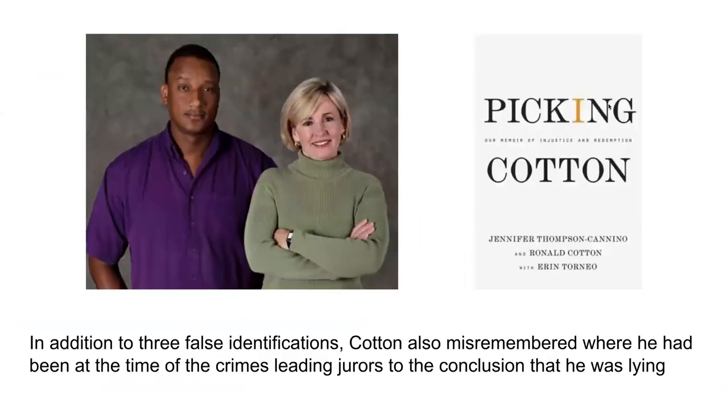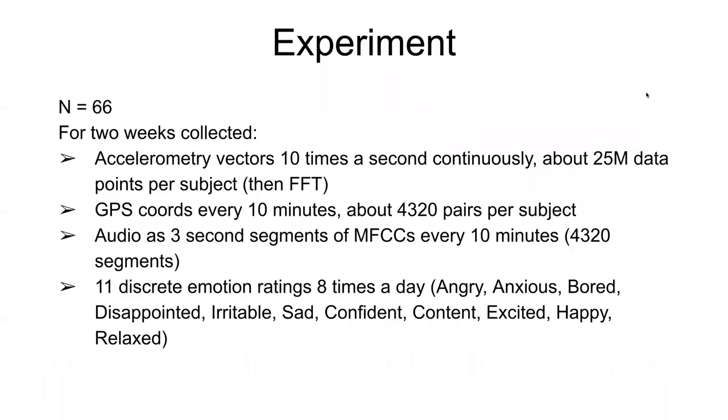In addition to 3 false identifications, Cotton also misremembered where he had been at the time of the crime, leading jurors to the conclusion that he was lying. So rather than say where he had been when the crimes were occurring, he'd accidentally recalled where he was the week before. Now, what we'd like to do is have a memory science that's capable of addressing these kinds of issues in a quantitative way.